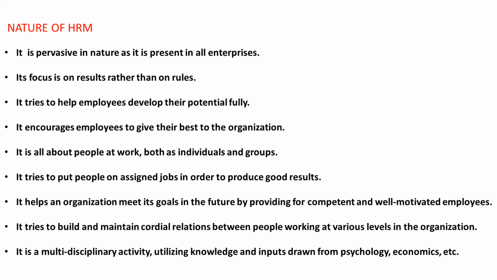Then it tries to help employees develop their potential fully, focusing on enhancing the potential of the employees working with the organization. So that is the transformational level. Then it encourages employees to give their best to the organization. It's all about people at work, both individual and group. We discussed that under human resource management they focus mainly on groups and teams. It tries to put people on assigned jobs so that they can get good results. It helps an organization meet its goals in future by providing competent and well motivated employees. In the definition itself, we discussed HRM as a process of procuring employees, developing their talent and retaining them so that the organization can benefit in the long run.